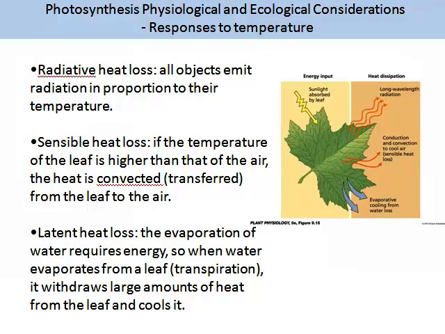Exploring these three strategies in more detail, starting with radiative heat loss. This is where all objects emit radiation in proportion to their temperature. Sensible heat loss is where the temperature of the leaf is higher than that of the air. The heat is transferred from the leaf to the air.